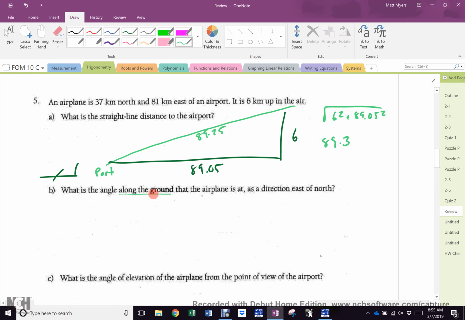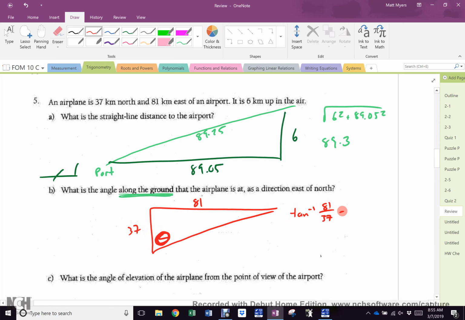The angle along the ground. So, we are on the ground, 37, 81. I need this angle right here, which of course is shift tan. Shift tan of opposite 81 over 37, and that gets you 65. If this is 65 and I started going north, I adjusted 65 to the east, so it is north 65 east, which is, you learned how to write directions like that on page 56.